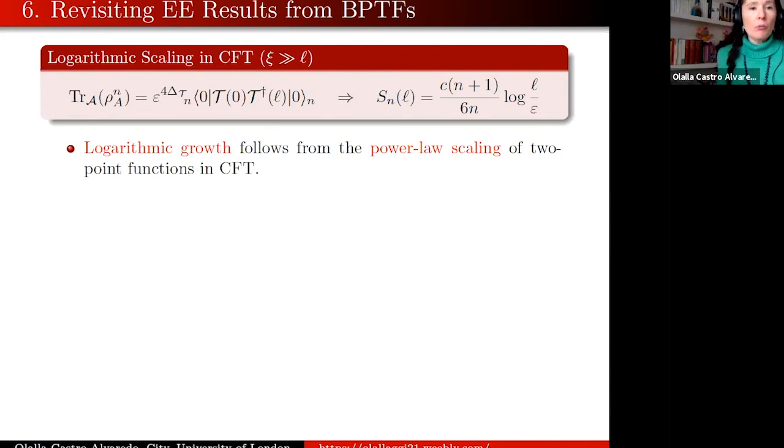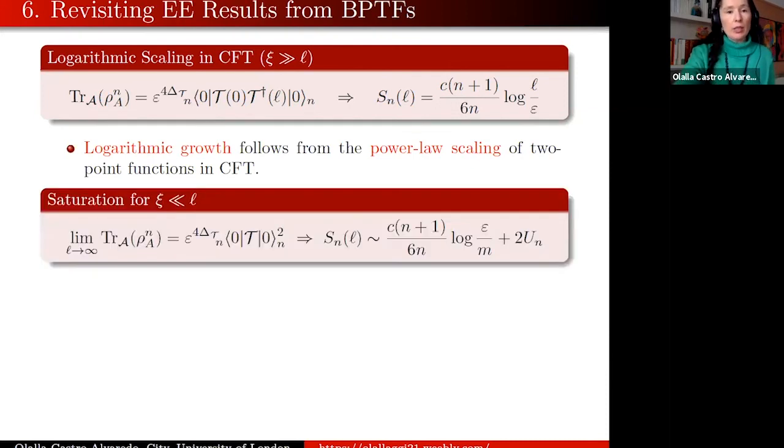So obviously the entropy of an interval in this context becomes related to a two-point function. And if you're in CFT, a two-point function is a very simple object. So very quickly, just using the definition, you get your Renyi entropy result. So logarithmic growth follows from power-law scaling of two-point functions in CFT from this point of view. Now, what about saturation in massive quantum field theory? That was also one of the nice results we saw earlier.